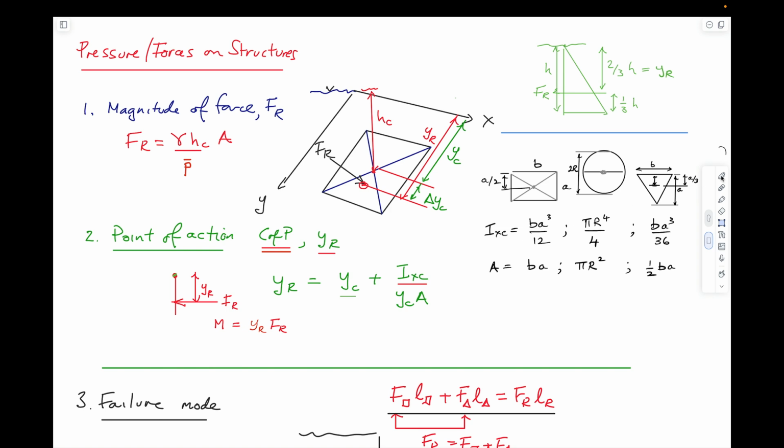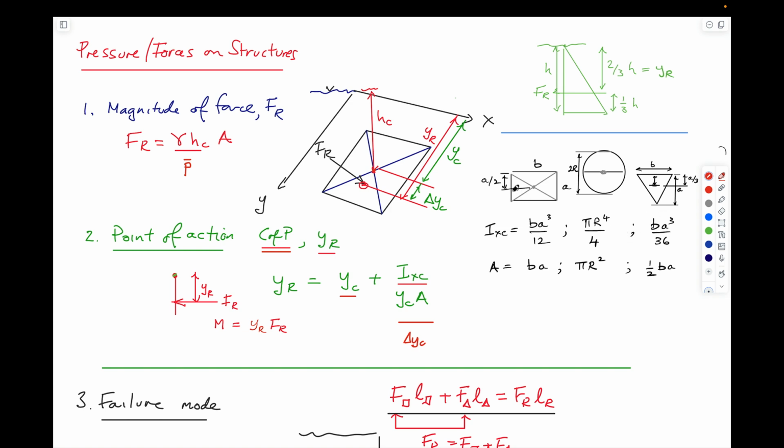You can always get this magnitude just from this equation here. This is the slope distance of the centroid, which is this point here, the balance point of the plane. And the distance below that, delta yc, is this term here. This is delta yc. It's given by the second moment of area about the centroid divided by the depth of the centroid, slope distance of the centroid from the surface, multiplied by the area of the plate. And so there's some standard results that give you that. The second moment of area is b a cubed over 12 for a rectangular plate. It's pi r^4 over 4 for a circle, and it's b a cubed over 36 for a triangular shape.